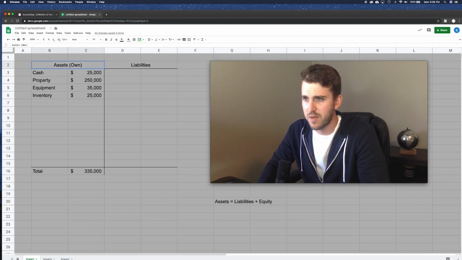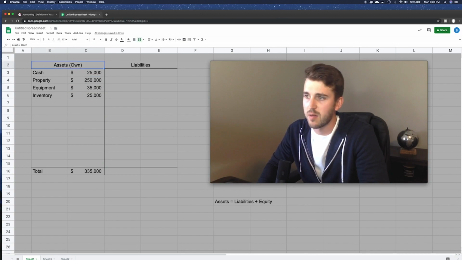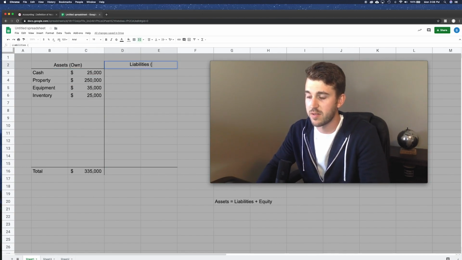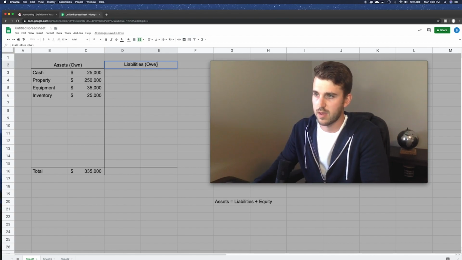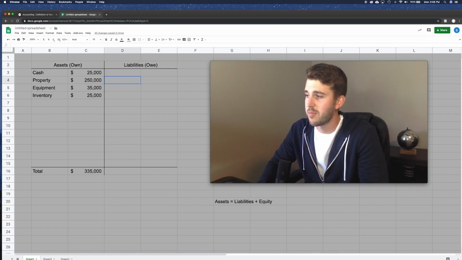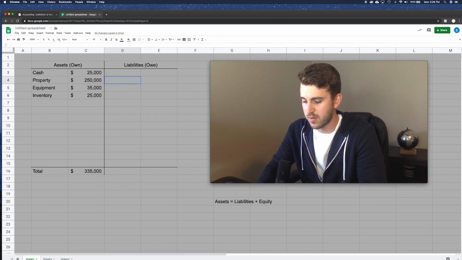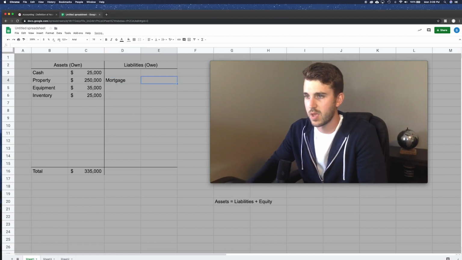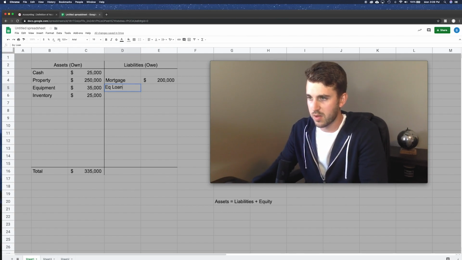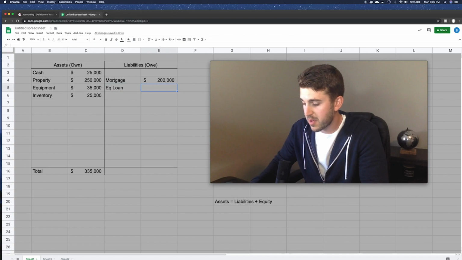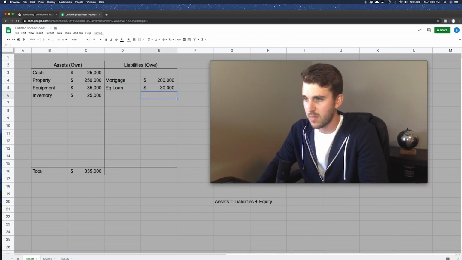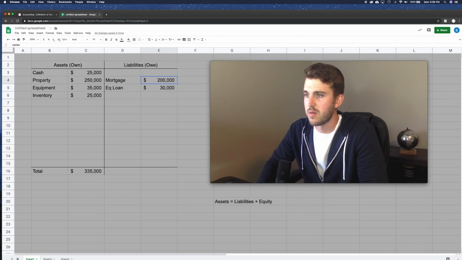All right, and then let's move on for a second to liabilities. Liabilities are things that you owe, okay? So on this property that we have, we owe, so let's call that mortgage. We've had it for a couple years, we've got it paid down, but we still owe $200,000 on that property, okay? Equipment, let's call it equipment loan. That's pretty new equipment, we owe $30,000. Okay, so those are things that we owe.